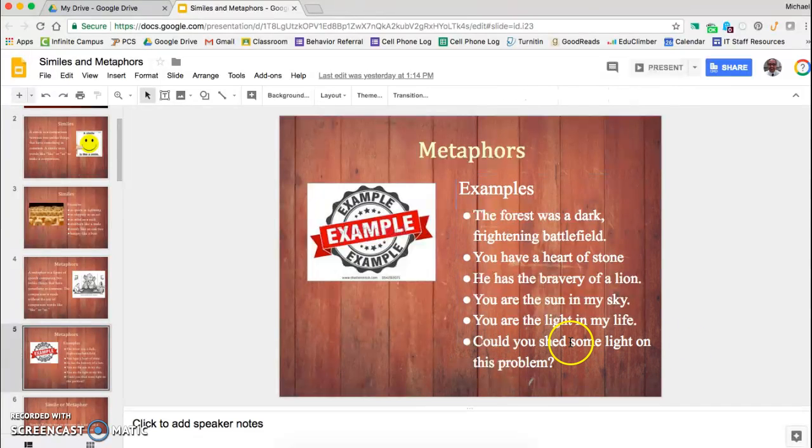But sometimes you'll even just see some strange verbs being used. So it says, could you shed some light on this problem? And we can't actually shed light. So that's comparing what the person's doing, in this case, helping them understand the problem, to something else where you would shine light on something that you can't find. Okay, so sometimes it gets a little bit more complicated than the ones that just say you are something or this was something. Okay.